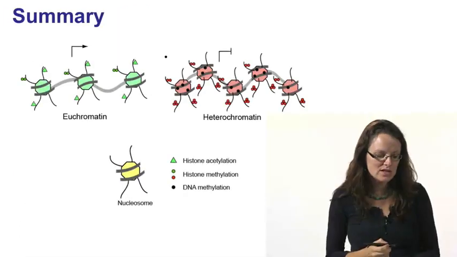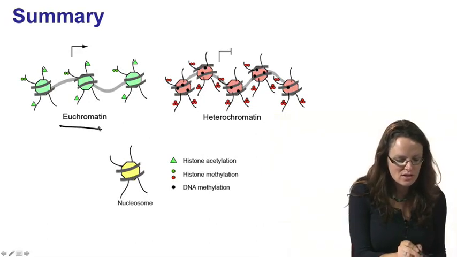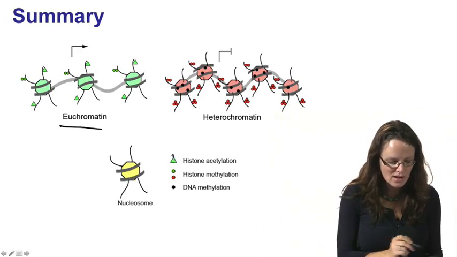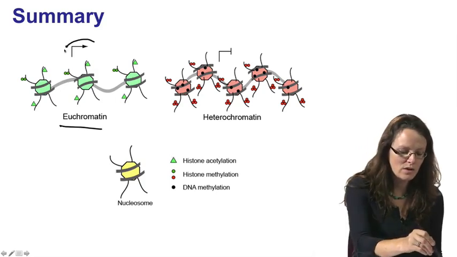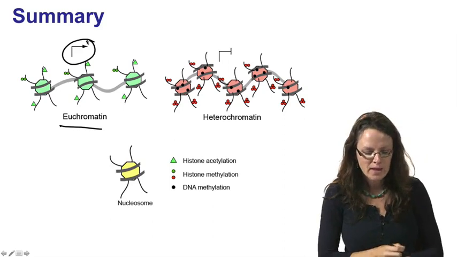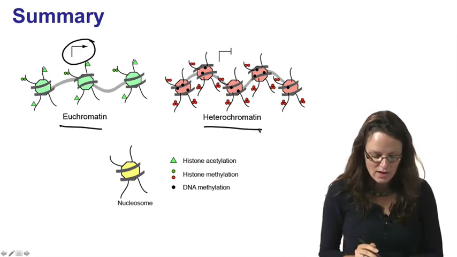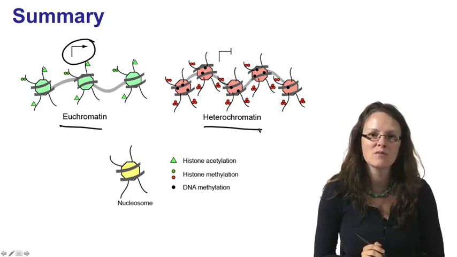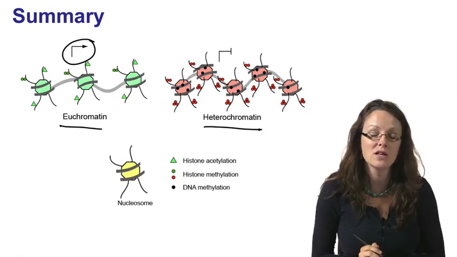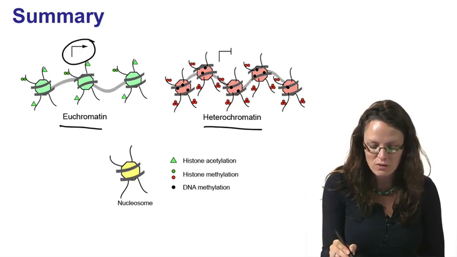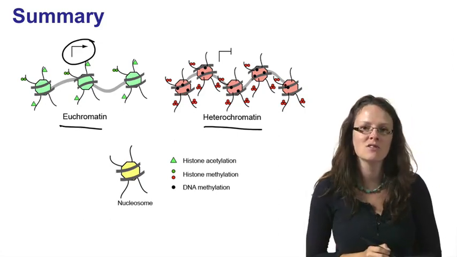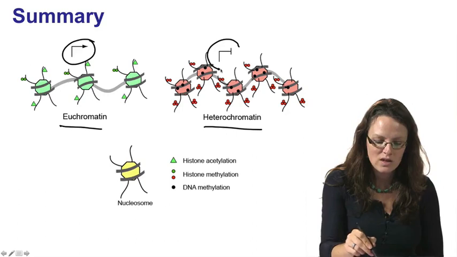So in summary for this section, we know that euchromatin is associated with histone acetylation, and particularly histone H3K4 methylation, and is found around active genes. And we know heterochromatin is associated with a different type of histone methylation, tends to be H3K9 or H3K27 methylation, and is also associated with DNA methylation. And heterochromatin is found in regions with inactive genes.